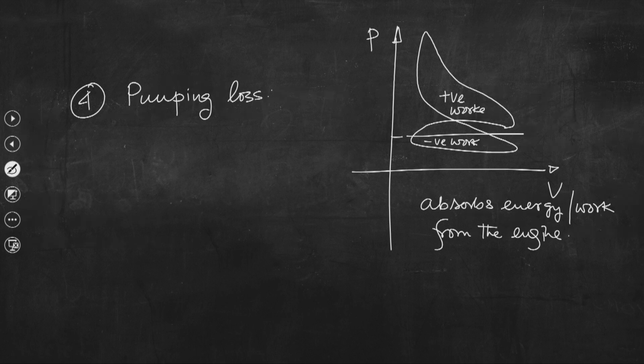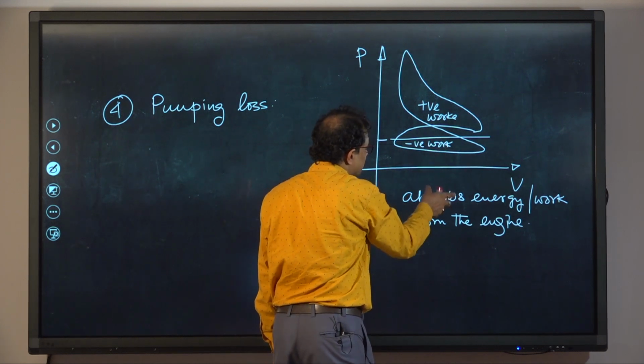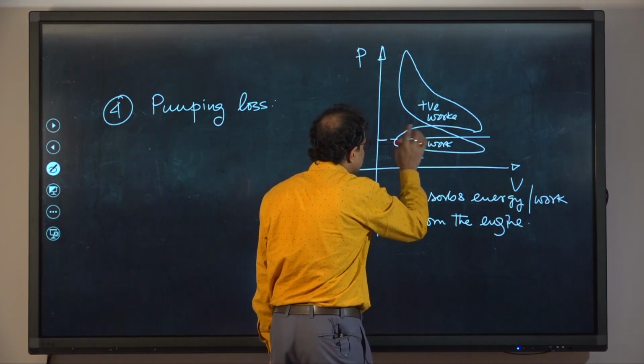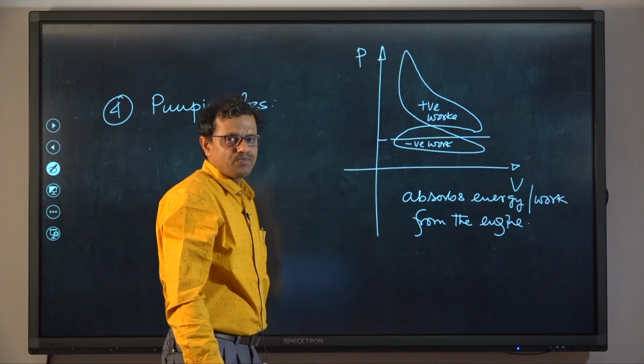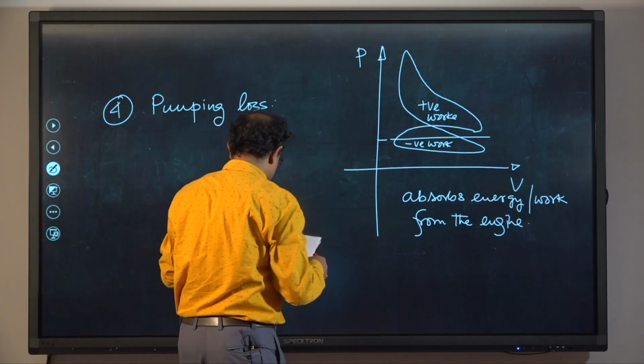We know very well that the engine will get power output from the power stroke only, while to execute the 3 other strokes we need to supply power to the engine. So, that means the cycle absorbs work from the engine to have this particular cycle or process. Now, this is known as pumping loss.